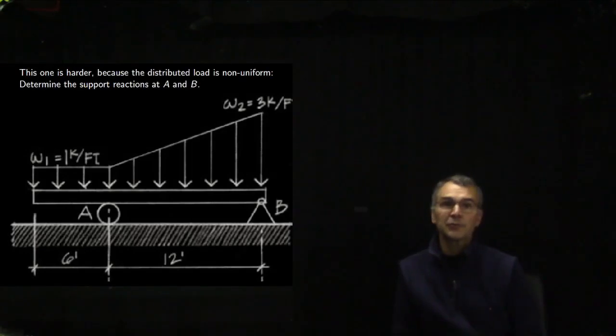This next example is a little bit harder because the distributed load is non-uniform. So we have to figure out the centroid of something that's not just a rectangle. The problem here is to find the support forces at A, where there's just a vertical force, and at B, where in principle there are both horizontal and vertical forces, though you know in practice there will only be a vertical force.